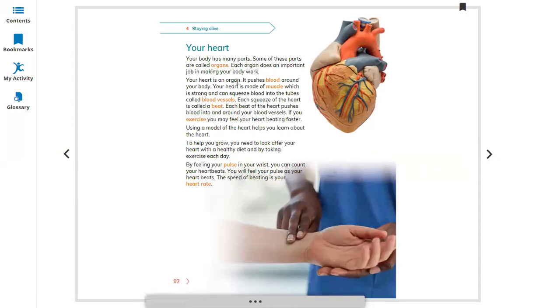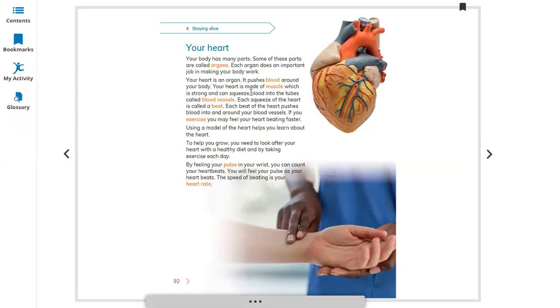Your body has many parts. Some of these parts are called organs. Each organ does an important job, an important role in making your body work. First of all, your heart. Your heart is an organ. It pushes blood around your body.